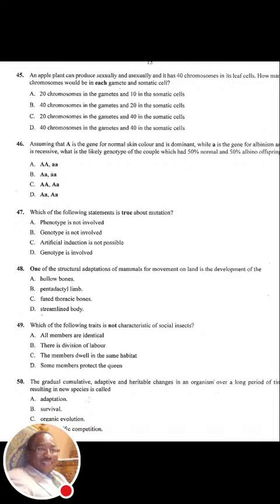Mammals don't have hollow bones. They don't have fused thoracic bones. Neither do they have a streamlined shape, a shape that's pointed for moving. No. The correct answer is pentadactyl limb, made of the forelimb and the hind limb.